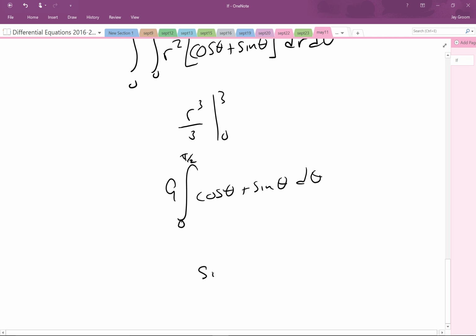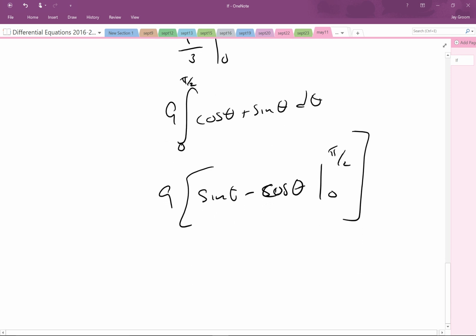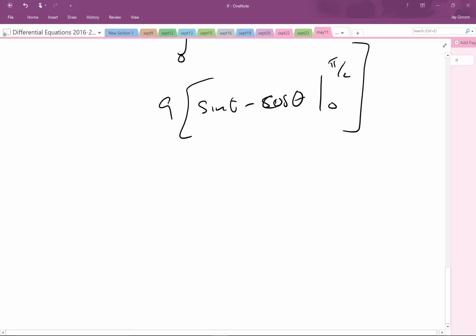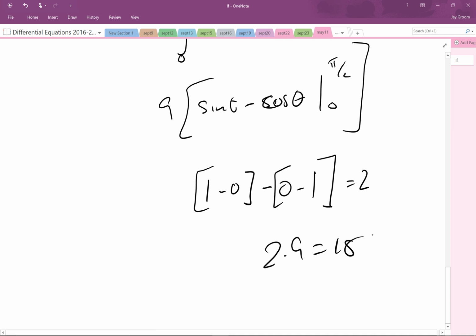So this came from sine. This came from negative cosine, right? 0 to pi over 2 times the whole shooting match by 9. $100 says that's a 2 in there. Sine of pi over 2, 1. Cosine of pi over 2, 0. Minus, put in a 0, 0. Minus 1. Oh, look at that, it's 2. Ta-da! I made $200 this morning.